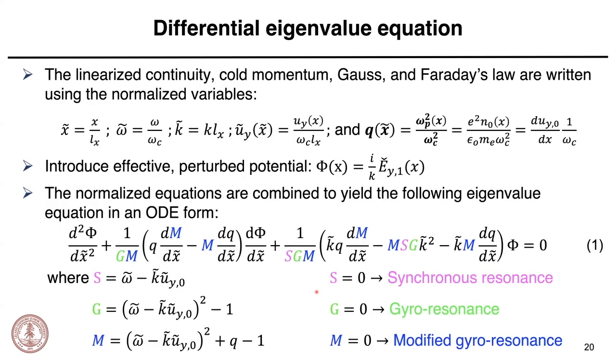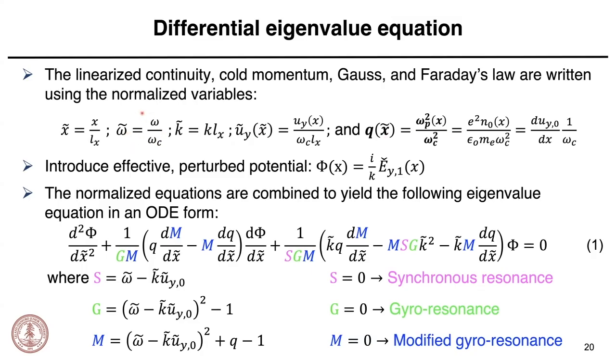So with these perturbed quantities, we'll take the linearized equations that are governing the system, which will be continuity, cold momentum, Gauss, and Faraday's law. In momentum, x and y, so that's why we'll have 5 equations and we have the 5 unknowns. I'm also going to express them in these normalized variables.